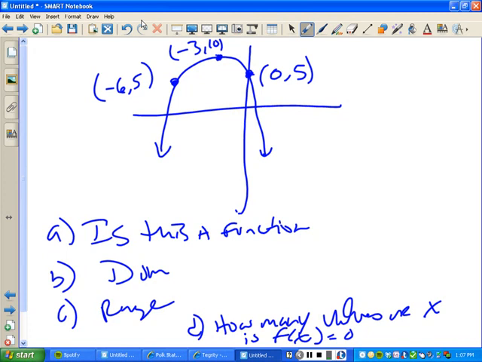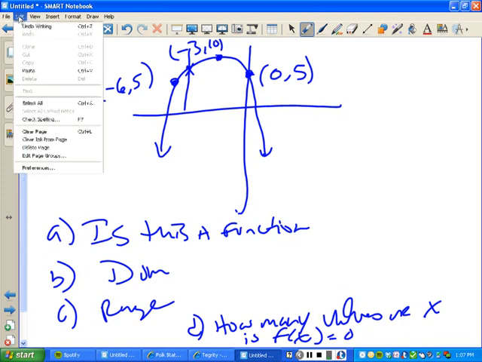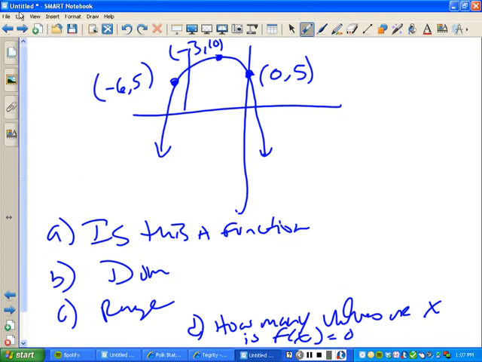Okay. Vertical line. If you draw a vertical line hitting only one spot, the answer is yes. So for this, it is a function. This is a function. So for number 1, for A, we would say yes, this is a function. Hopefully everybody got to that point.